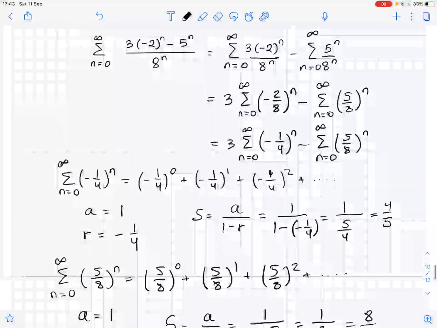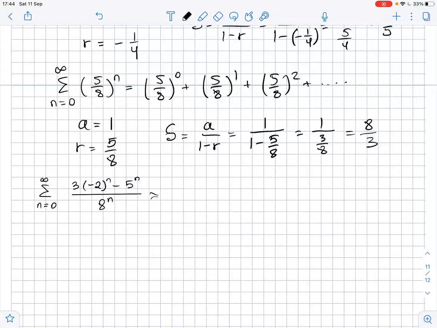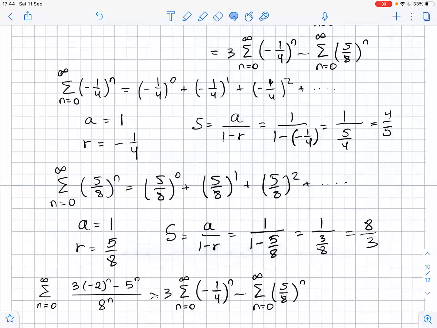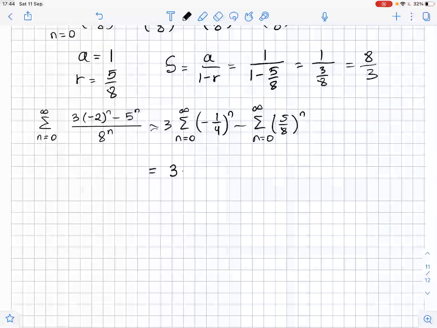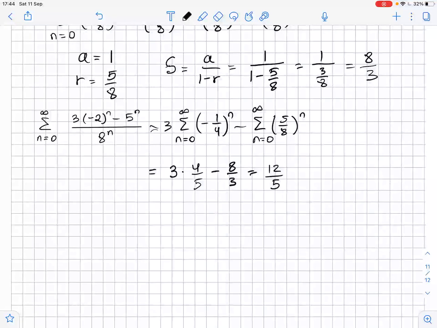Well, now in order to find the sum of the given series, let me copy paste it. So the sum of the given series equals this expression. And now we substitute numbers for these two series. So we get that this equals 3 times 4 over 5 minus 8 over 3. So it equals 12 over 5 minus 8 over 3. It equals 36 minus 40 over 15. So it equals negative 4 over 15. So this is the required sum of the given series.